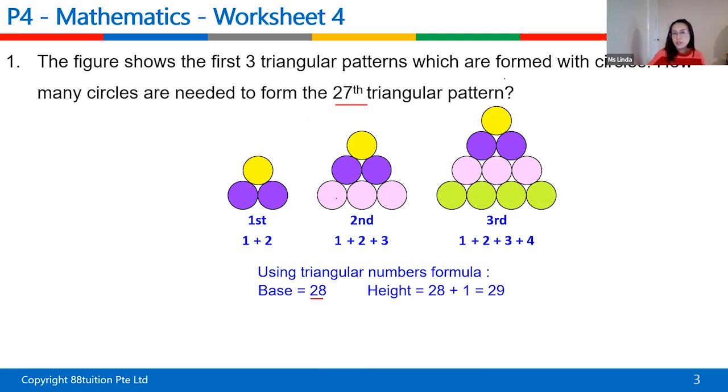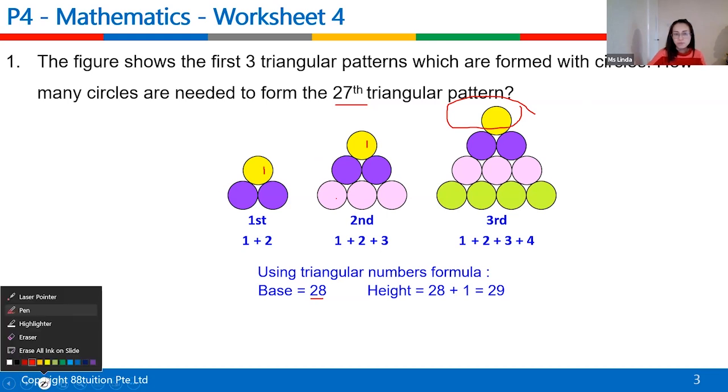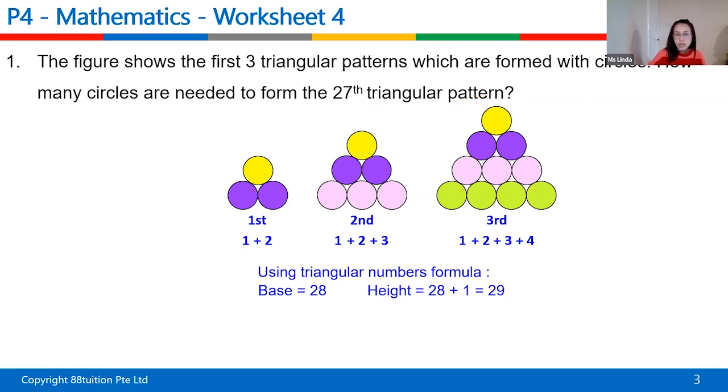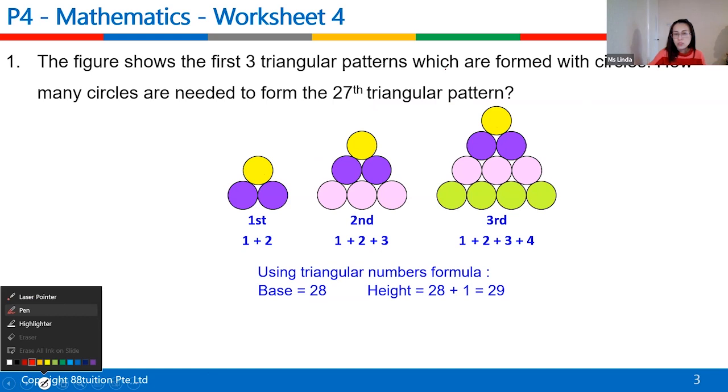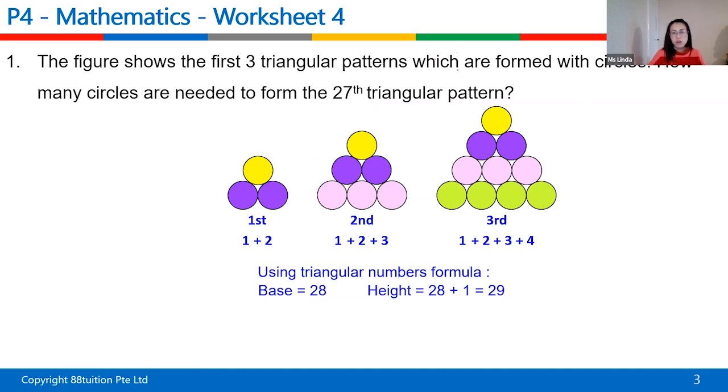So your height at the top, we always know there's just 1 on top. So if there's only 1 right on the top, the total will be your 1 and 28, which gives you 29. So your area is actually half times 28 times 29.